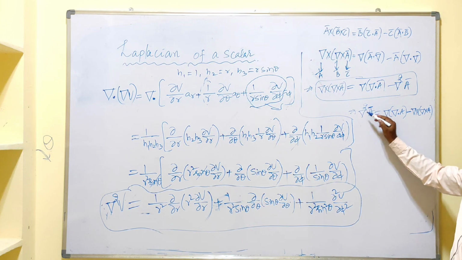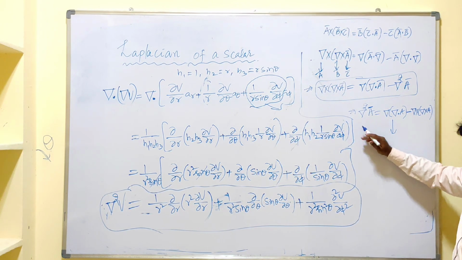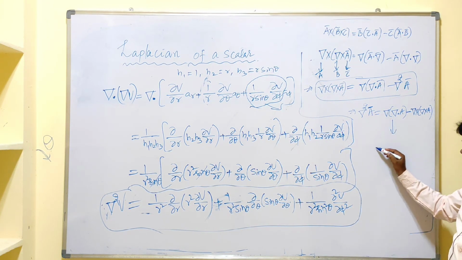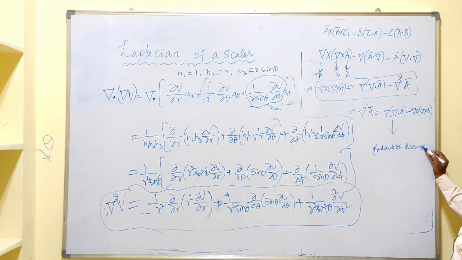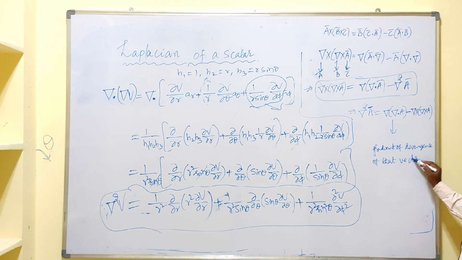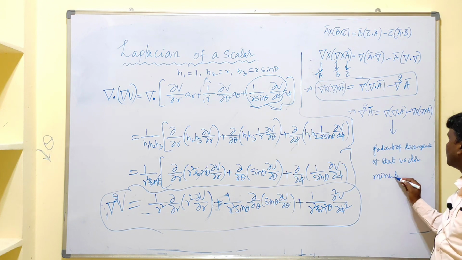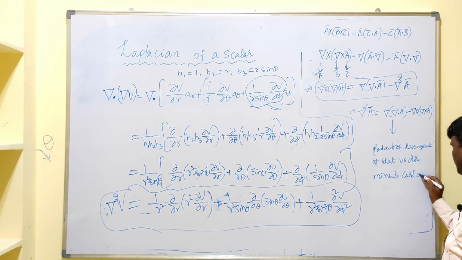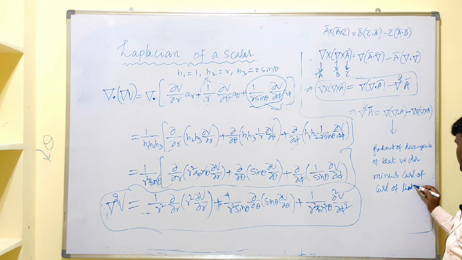Means the Laplacian operator on a vector quantity is defined as the gradient of the divergence of that vector, minus the curl of the curl of that vector.